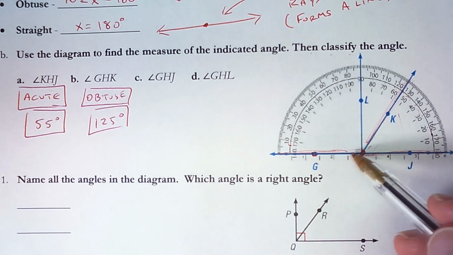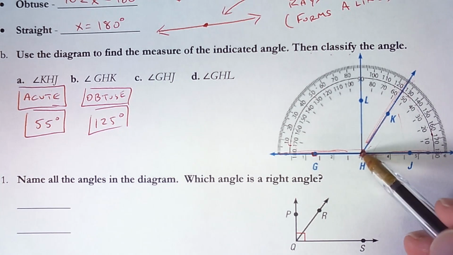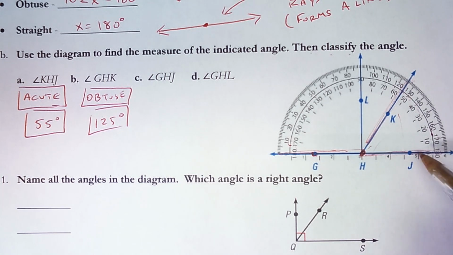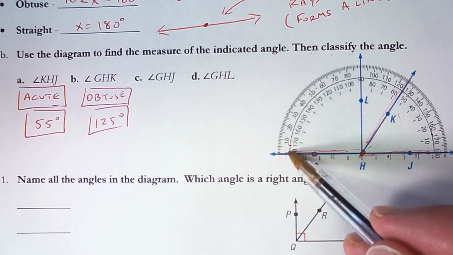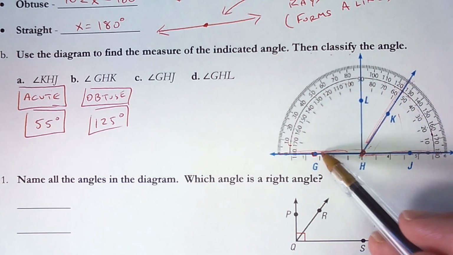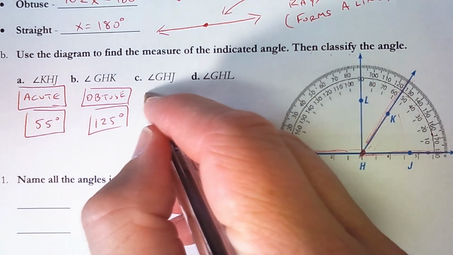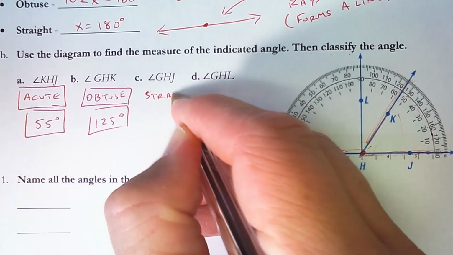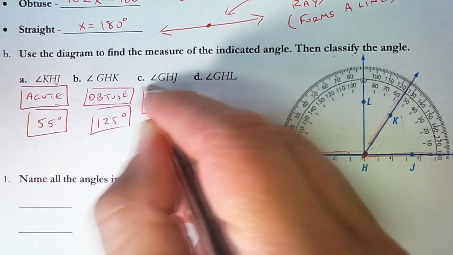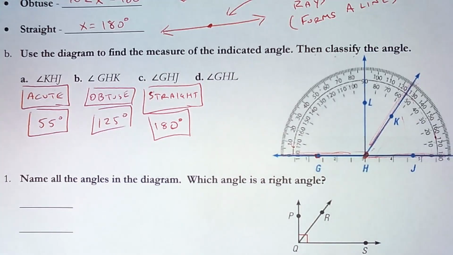Angle GHJ. Okay, so it's got G as a side, H as a vertex, J is on the other side, and that opens all the way around this protractor. That is a straight line, so it is a straight angle. So classify the angle: it is a straight angle, which means its measure is 180 degrees.